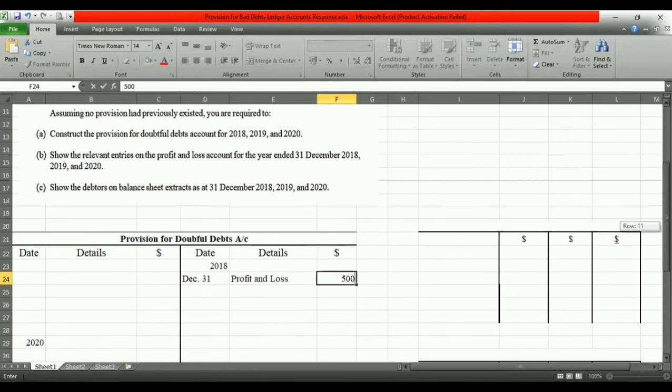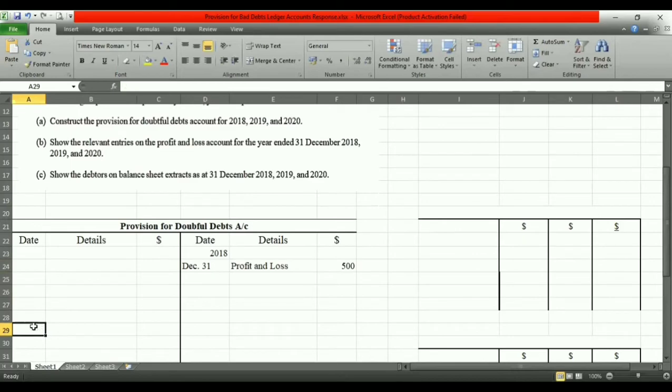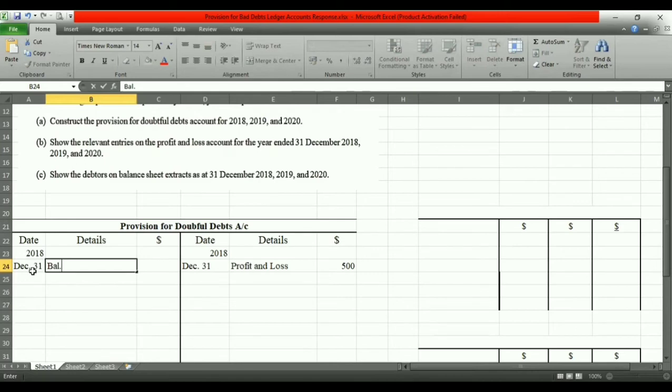Now there's no more entry for 2018. So we're going to proceed to balance off this account. So that is December 31st, details balance carried down. And the amount that we need to balance off the account is $500.